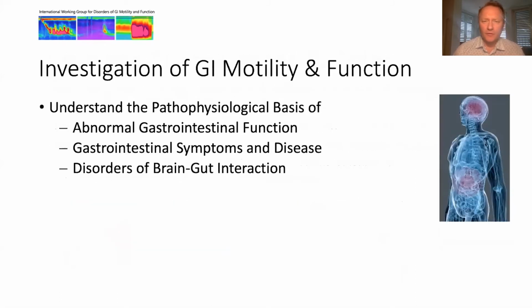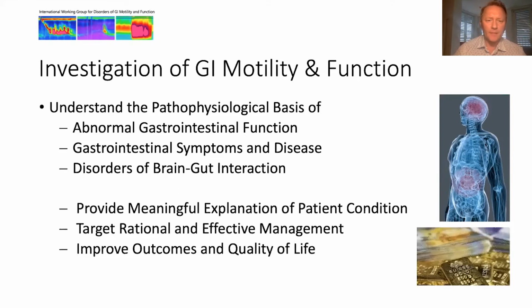Because what we really need to do here is to understand the pathophysiological basis of abnormal function, of symptoms, of disorders of brain-gut interaction. A challenging thing to do, but something that involves at least 60 to 70% of all the patients in our clinics. Because what we aim to achieve is a meaningful explanation of patient condition, something that helps us target rational and effective management.